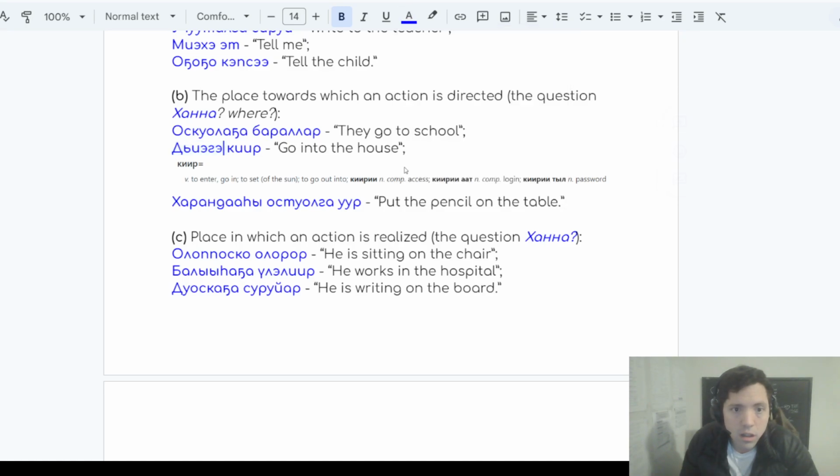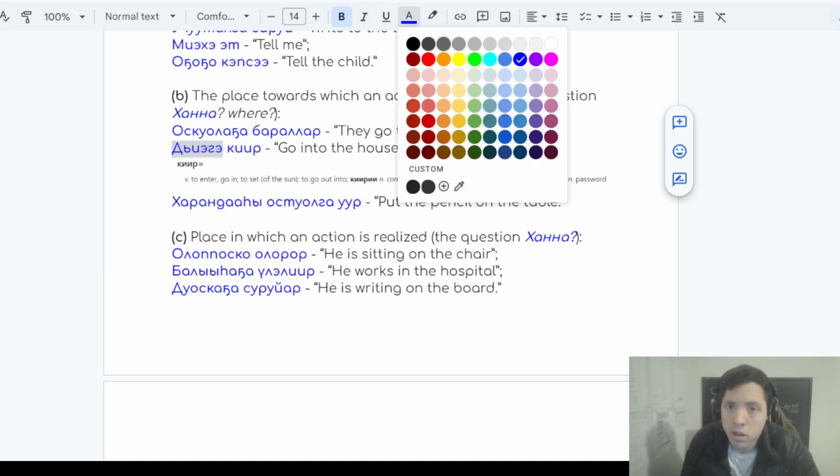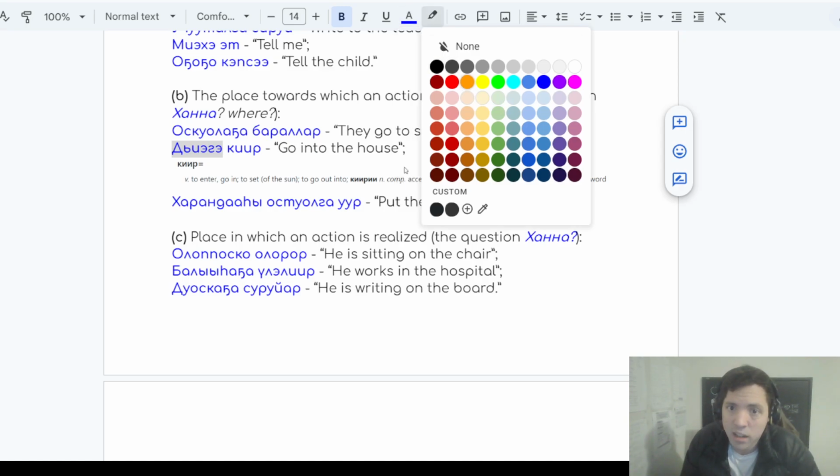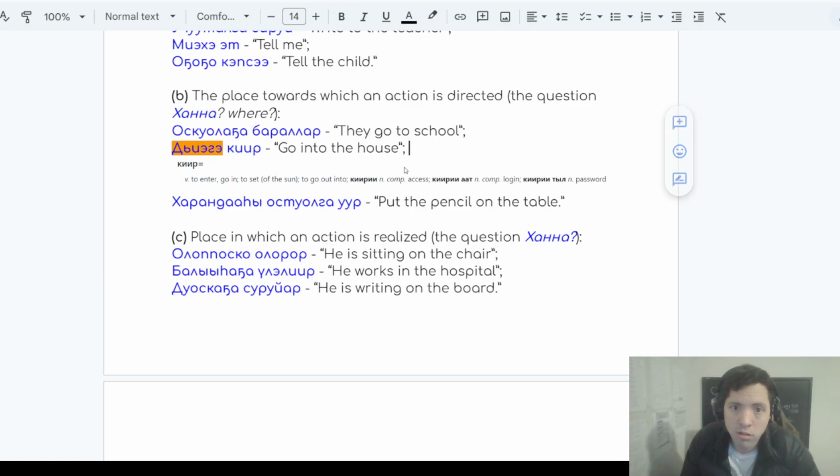This I believe is slightly incorrect, but to be honest, according to the table, according to everything I've heard, it should be jiare. But if you do happen to say jiake, it's still understandable. It's just harder to say. All right, go into the house. I copied a dictionary entry. The verb kir can mean to enter, to go in. It could also mean for the sun to set, or it could mean to go out into something. That gives us also the words kiri, meaning access, kiri at, meaning log in, like on the internet, kiri til, meaning password. Very interesting.